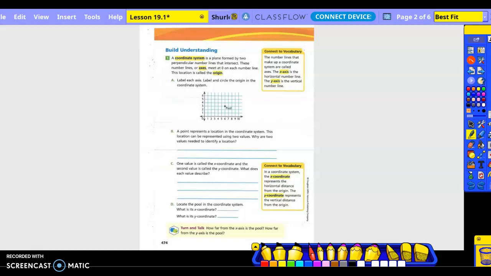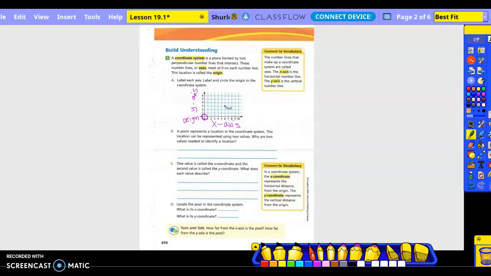They want us to label each axis. So where's the x-axis? The left to right. And then this would be the y-axis. And then where's the origin? Where the 2 intersect. So at the very corner, so 0, 0.